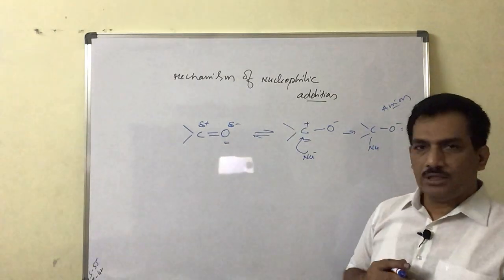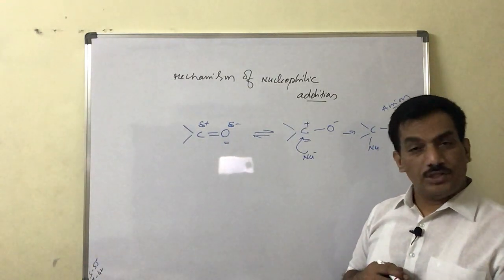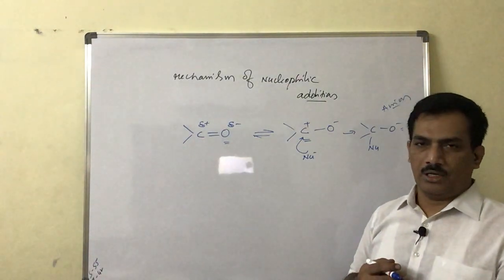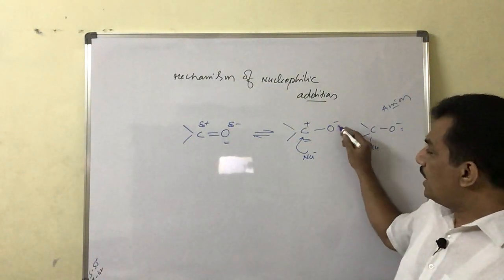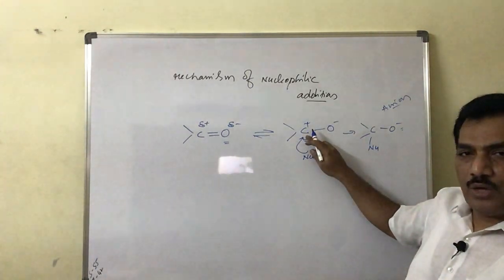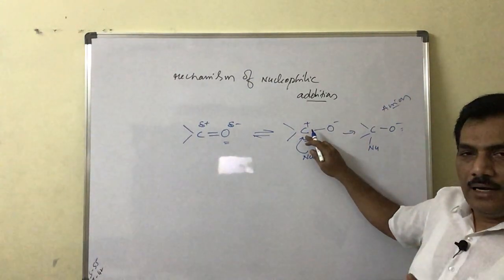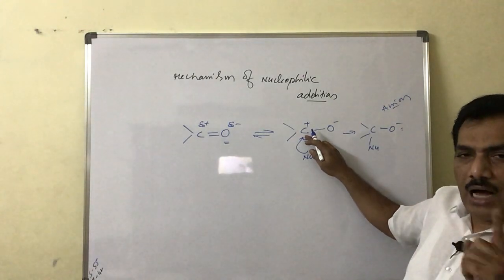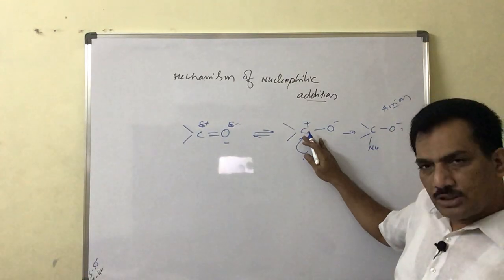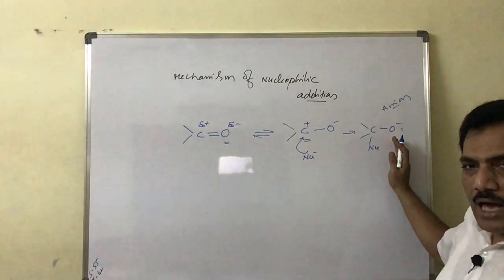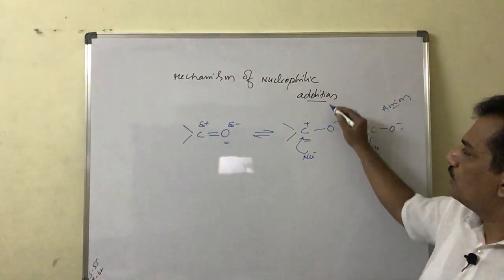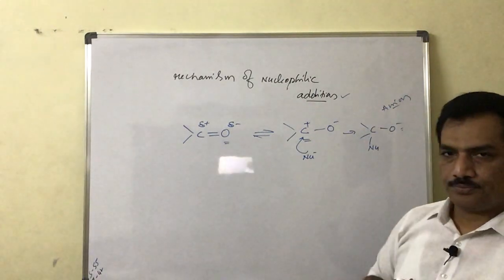Immediately when the oxygen finds a positive charge on the carbon adjacent to it, that oxygen always tends to donate its electron pair. That's why, when any electrophile attacks this oxygen, it would leave a highly unstable carbocation. Compared to a highly unstable carbocation, the formed anion is more stable. That's why it always goes for nucleophilic addition.